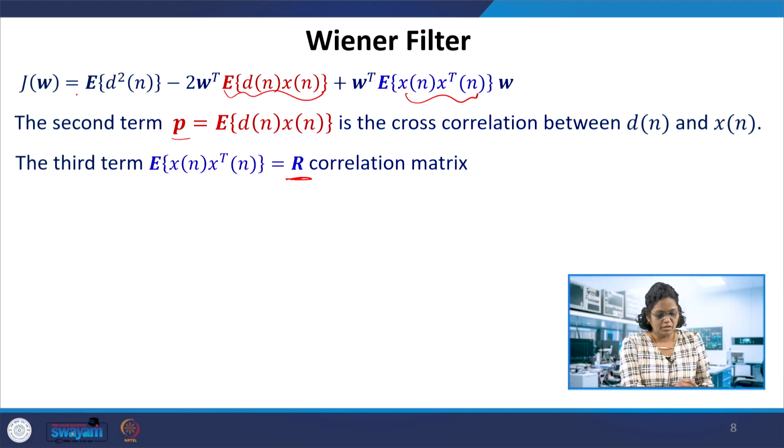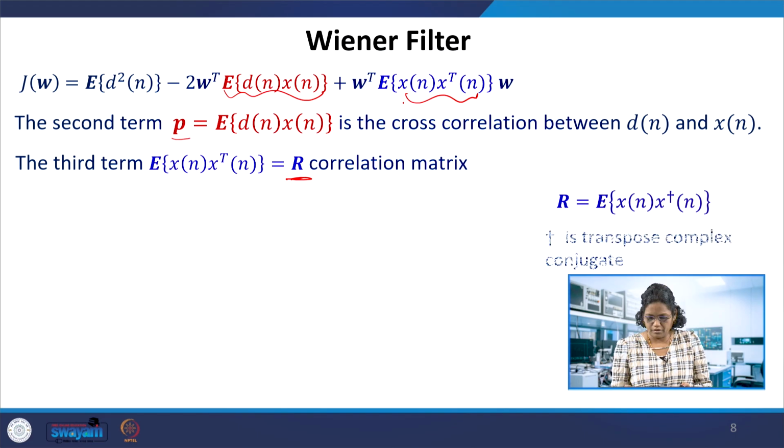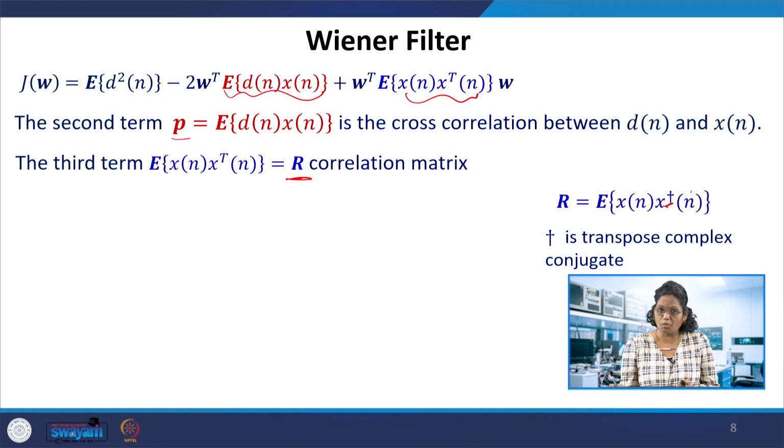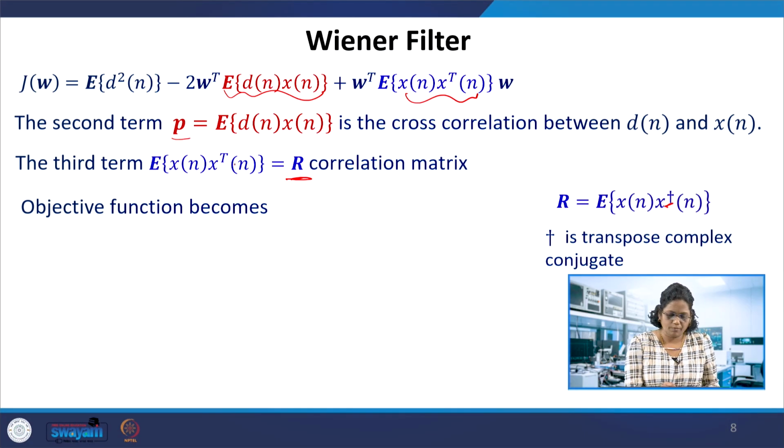So we can identify from this cost function that this is going to be the cross correlation function, and this is the autocorrelation function. Here is the R, which we have given as the expectation of x of n x transpose of n, in which we have considered a real signal. If x of n is complex, then the transpose is going to be a complex transpose, that is, the complex conjugate transpose. Here we have transpose only because it's a real signal, so there is no conjugate.